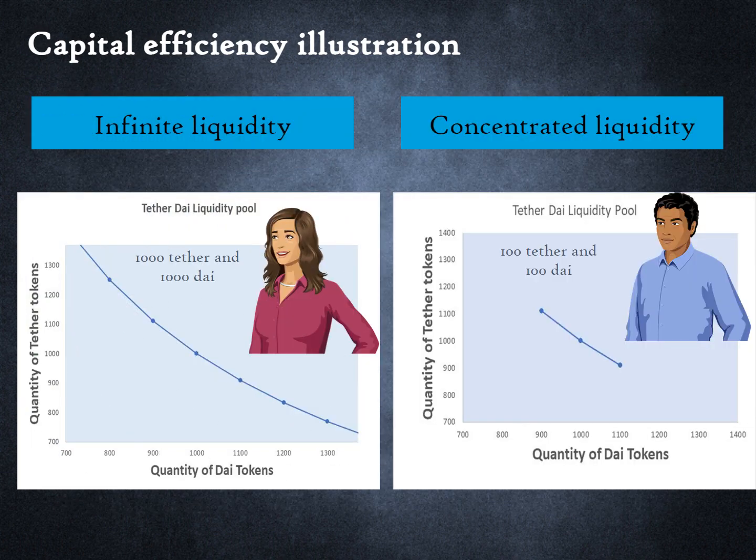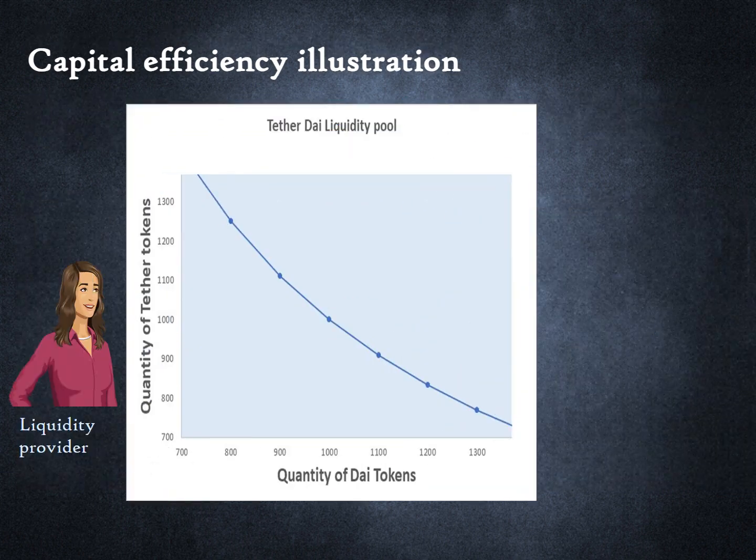One is called infinite liquidity and the second is called concentrated liquidity. Alice and Bob are two liquidity providers. Alice contributes 1,000 tokens of Tether and DAI each across the entire spectrum of possible price points. This is infinite liquidity. Bob contributes only about 100 units of Tether and DAI across what he expects the price range of the two tokens to be. Next, we will review the impact of these two options. We will begin with Alice.